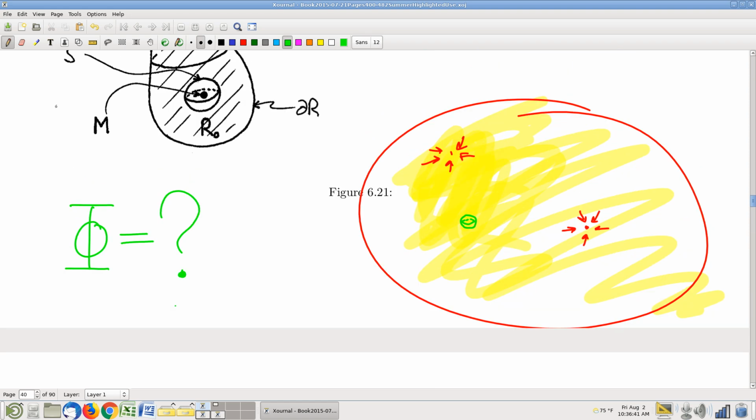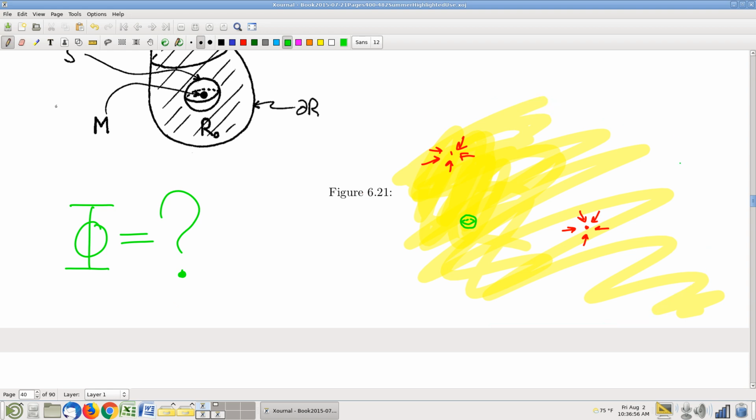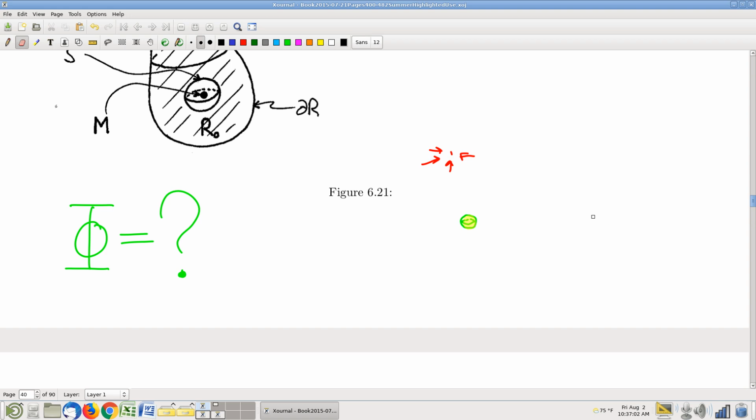So I can take this tremendously intimidating scenario of all these different little pieces of mass, all with their own gravitational fields that are all at different locations. And I can just say, oh, well, all this mass that's on the outside, bye-bye, don't care. That mass does not contribute to the flux that I'm interested in.